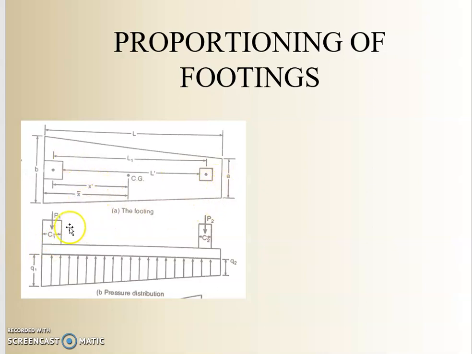It's a trapezoidal foundation, a trapezoidal combined footing. There is a column here and a column here. This column has a heavier load, and this column has a lesser load. How do you know that? We know that because obviously the size of this column is bigger, so a bigger column is going to take a larger amount of load.